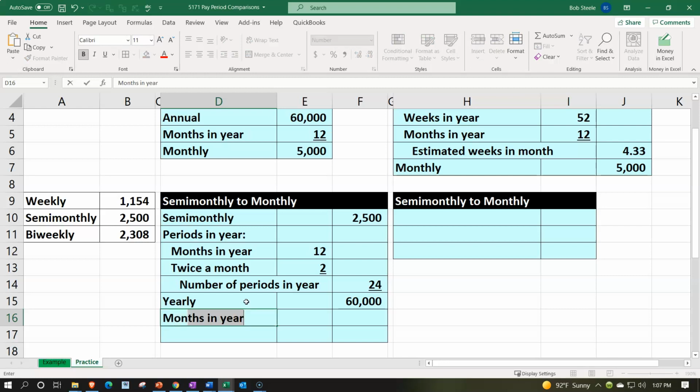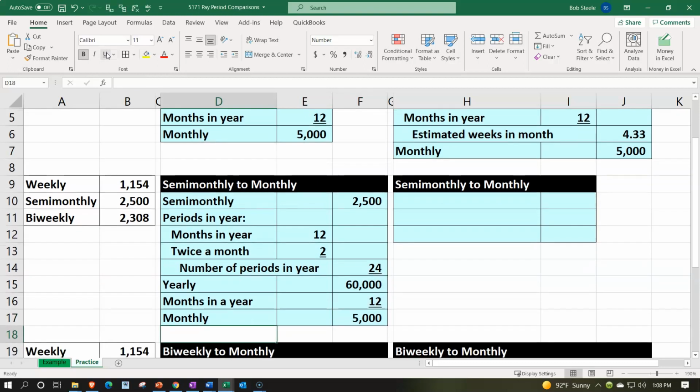So the months in a year are going to be 12. Put an underline there, font group and underline, and that'll give us the monthly amount. So the monthly amount, which will be equal to the 60,000 divided by 12, or about the 5,000. So that one, of course, you can probably see that one a little bit more straightforward, just to break it out straight to the monthly amount.